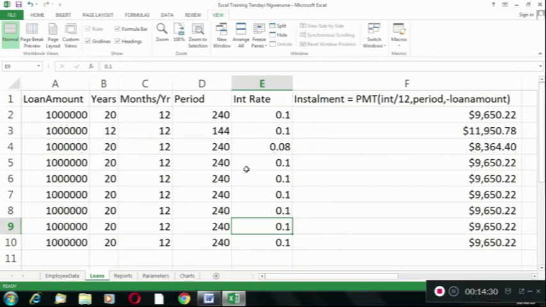All right, so let's meet in the next module, where we are going to be discussing conditional formatting.